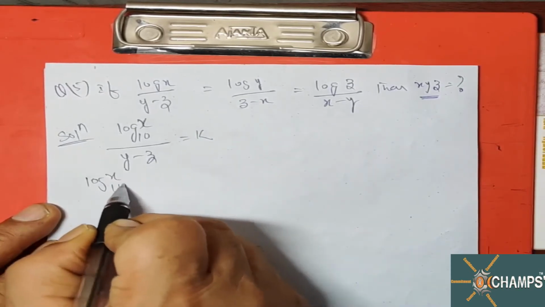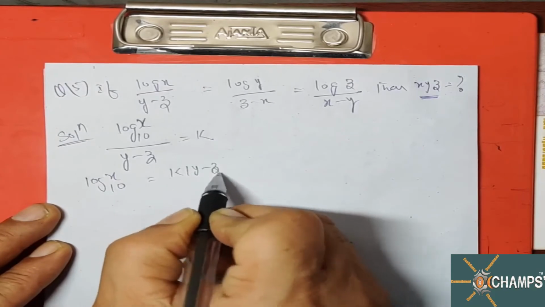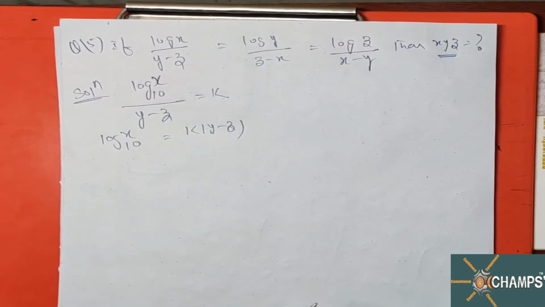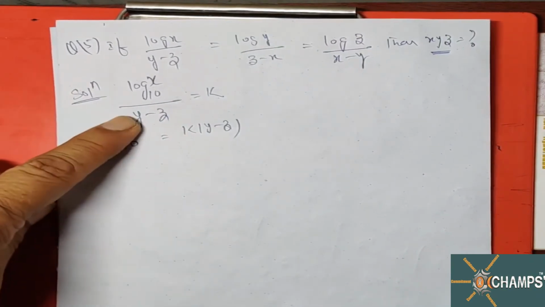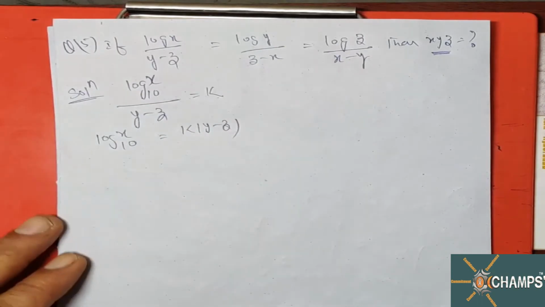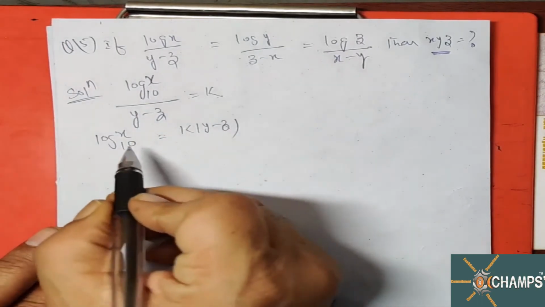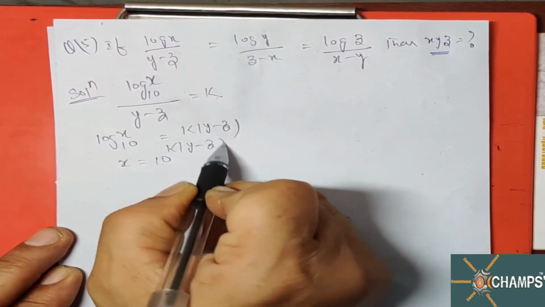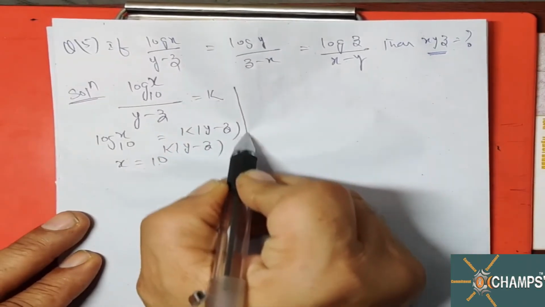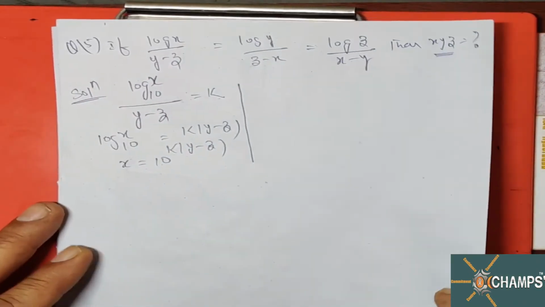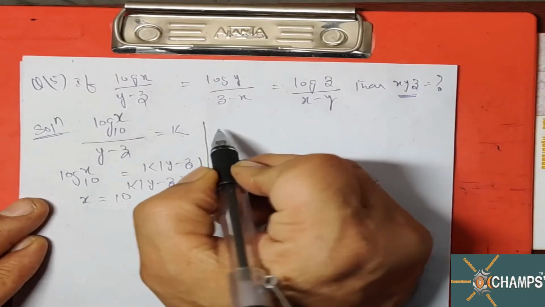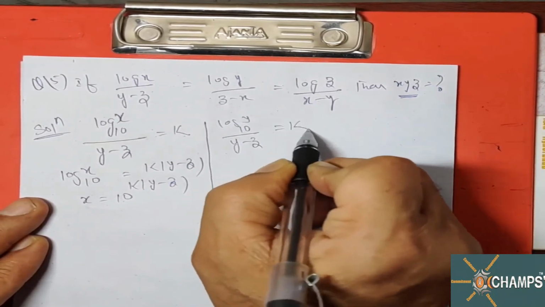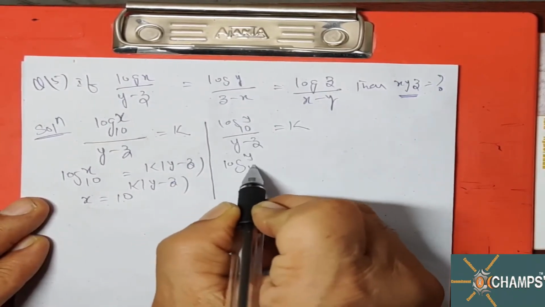Log x to the base 10 unless otherwise stated divided by y minus z is k. So log x to the base 10 is equal to k into y minus z. Just cross multiplying, y minus z will go to the other side. Left hand side it is in the denominator. If it goes to right hand side, it will be in the numerator. Eliminate log from the picture. X is equal to 10 to the power of k into y minus z.